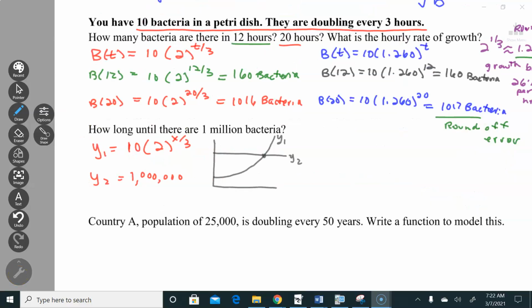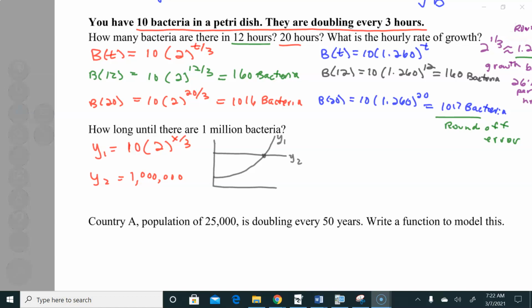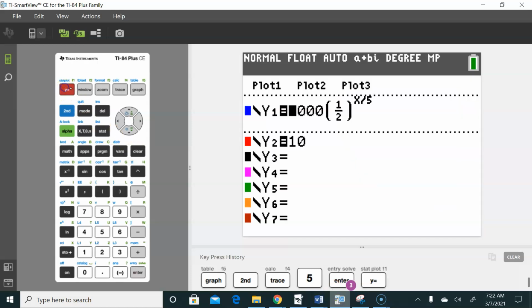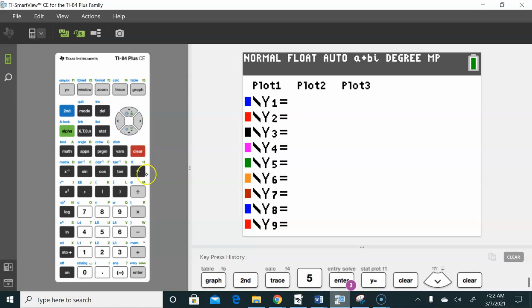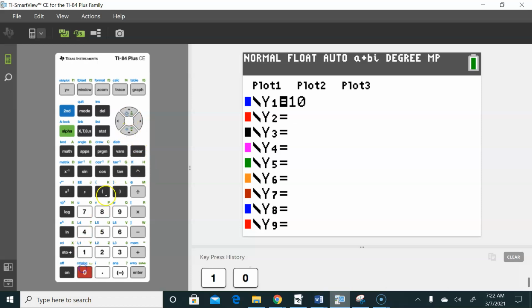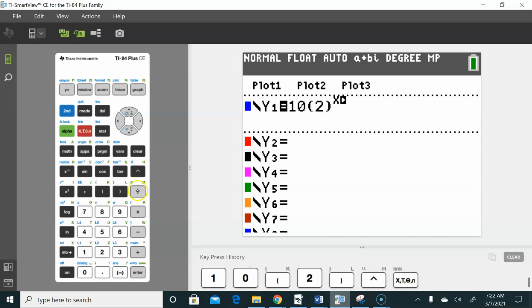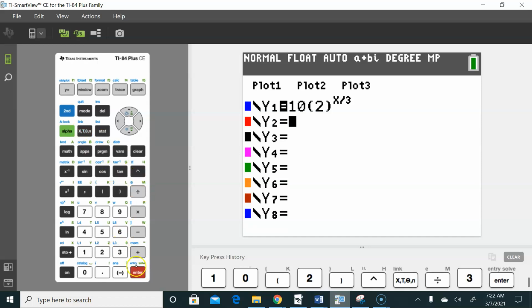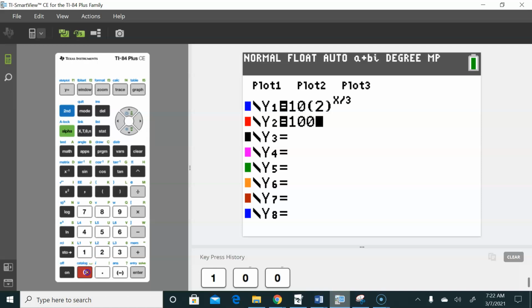So now I want to see when there's a million bacteria. So I'm going to use my graphing calculator. I'm going to put these two equations into the calculator. You know they're going to look like this: an exponential growth and a horizontal line for the million. I go to my calculator, go to my y equals. I'm going to clear everything out. And it's 10 parentheses 2 raised to the x over 3, and then a million.